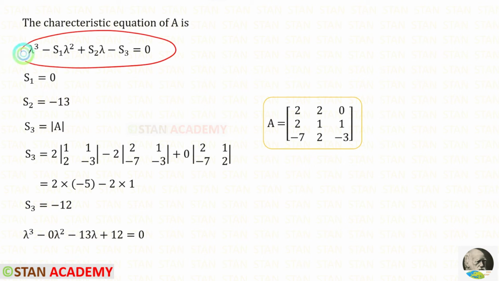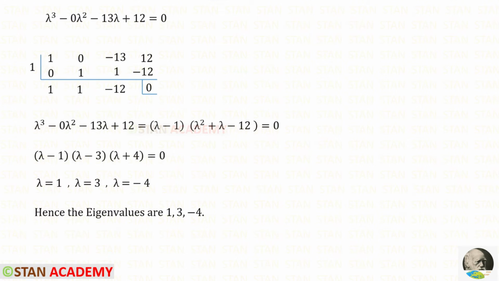In this one, let us apply the values of S1, S2 and S3 so that we will get this. We need to solve this equation. First for lambda, we have to apply minus 1. We will not get a 0. Then we need to apply 1. We will get a 0. Here we have 1. Here 0. Here minus 13. And then 12. We know that when we apply 1, we will get a 0. So we have to enter 1 here.